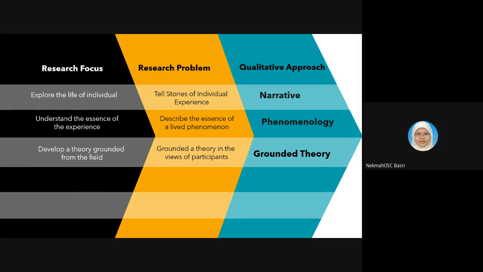And then grounded theory. Grounded theory means that we build a new theory, developed from the field, where we build a theory grounded in the problem. The theory is the view of the participants.